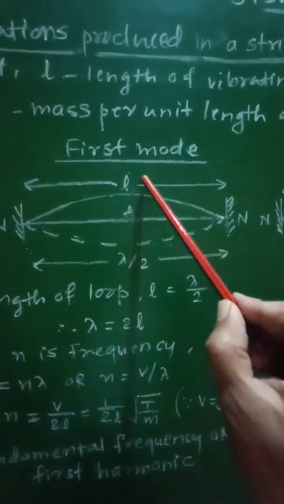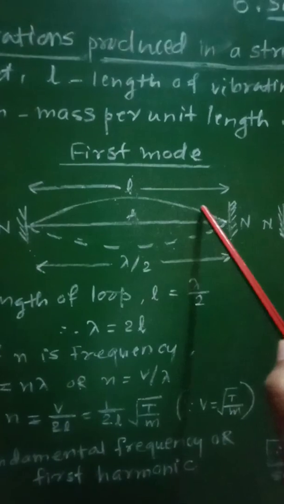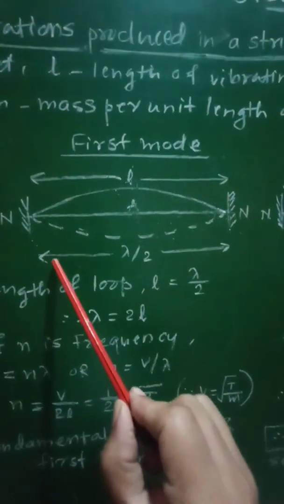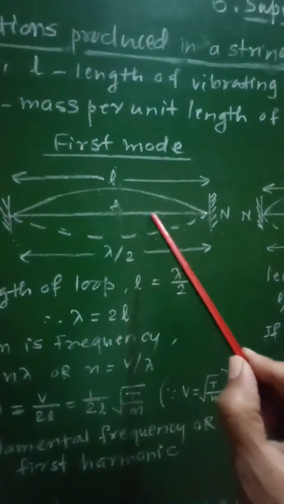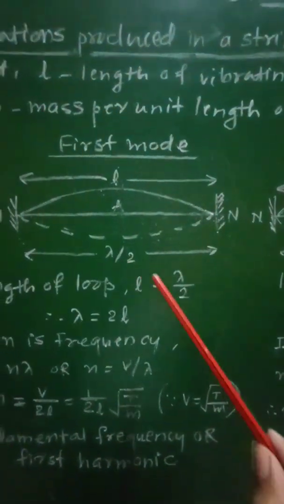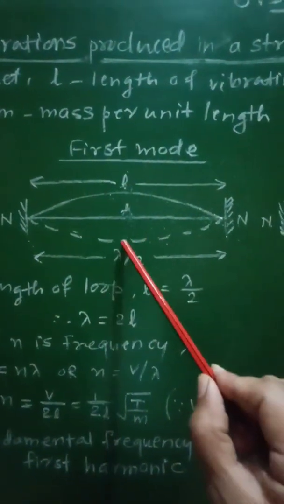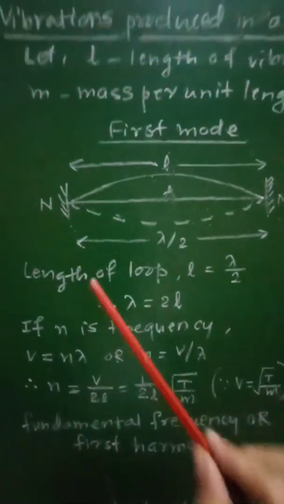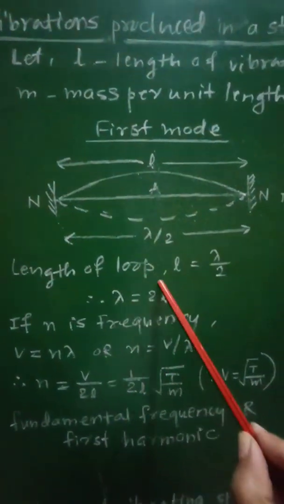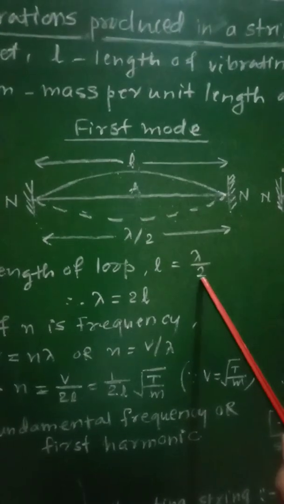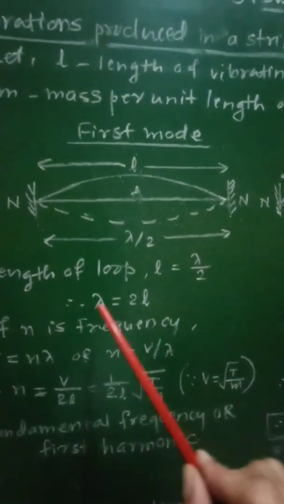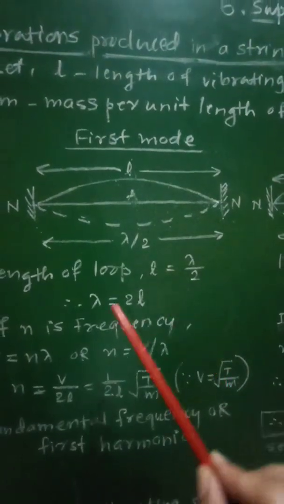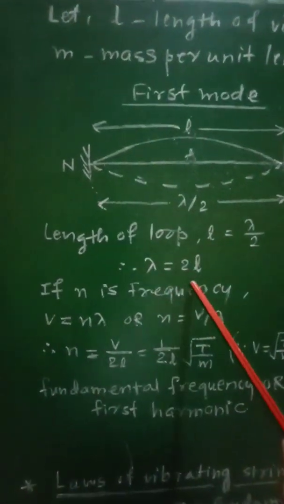If L represents the length of the vibrating string, then the length of the loop will be equal to lambda by 2, as there is formation of only one loop, where lambda represents the wavelength of this wave. Then the length of the loop will be given as L is equal to lambda by 2, and therefore lambda will be equal to 2L.